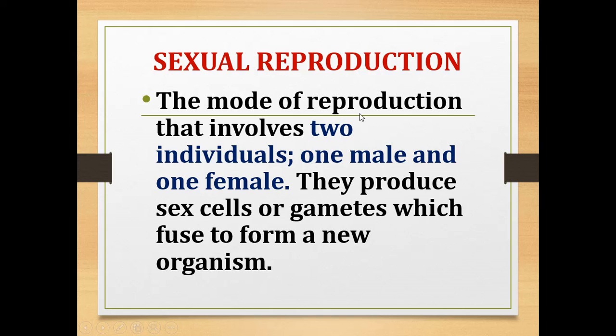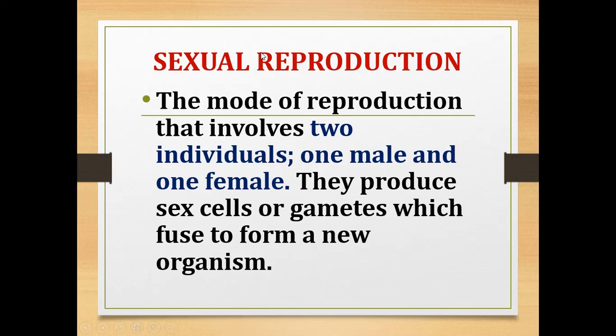There are two modes of reproduction: sexual reproduction and asexual reproduction. First we can see what is meant by sexual reproduction. It is the mode of reproduction which involves two individuals, one male and one female. These individuals will produce sex cells, also known as gametes, which fuse, which means join, to form a new organism.